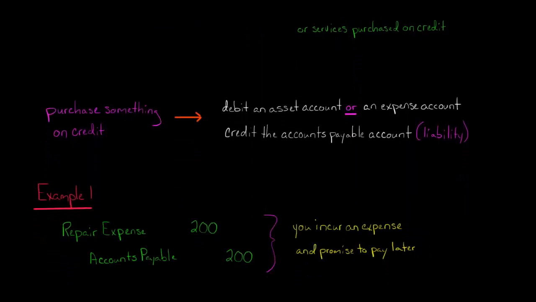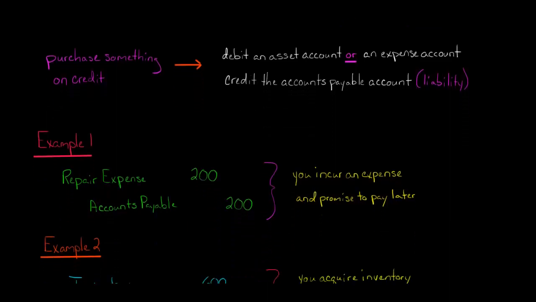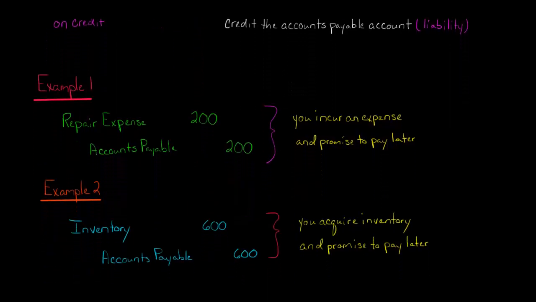Let's say a company has some repairs done and they debit repair expense for $200 and then they credit accounts payable for $200. Again, this is a liability and it's going to increase the company's total liabilities and probably going to be categorized as a current liability. So they've incurred an expense, but they haven't yet paid for it. They have promised to pay at some point in the future.